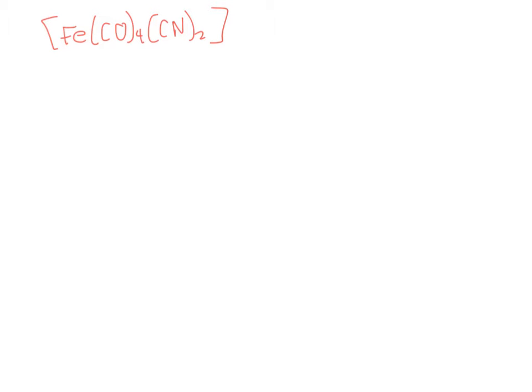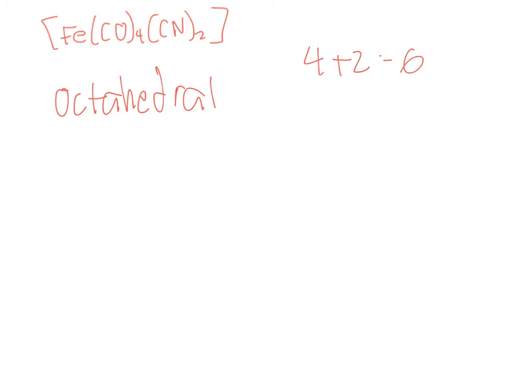Hi, today I'm going to be going over the valence bond theory and the crystal field diagram for Fe(CO)4(CN)2. Okay, this coordination compound is going to be octahedral because there are 6 ligands, so 4 plus 2 is 6, which is also the coordination number for this compound.